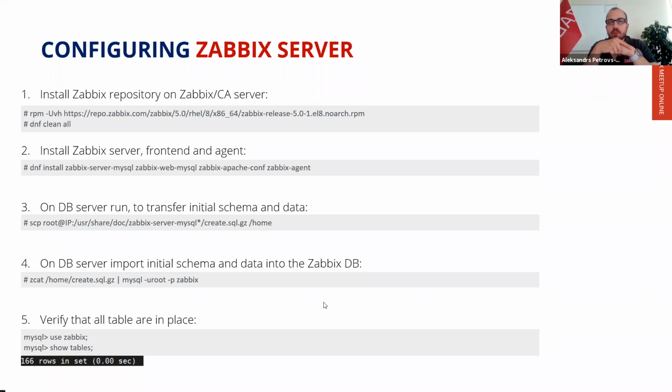Then install the Zabbix repository on the Zabbix CA server the usual way. Clean all, install Zabbix server, frontend, and agent, and then go back to the Zabbix database server to transfer the initial schema and the data, because you will still need it to create a database. And then on the database server, import the initial schema, just as you did with Zabbix. You can, of course, use the Zabbix user. Then don't forget to provide the command like require SSL, but still you can do that under the root user too.